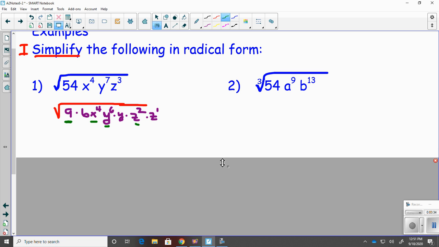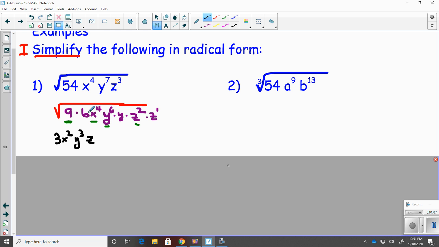Okay, so your answer would then be the square root of 9, which is 3, the square root of x to the 4th, which is x to the 2nd, the square root of y to the 6th, which becomes y to the 6th divided by 2, and that's going to be y to the 3rd. And then you're going to do the square root of z to the 2nd, and that's just going to be z.